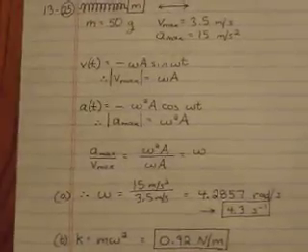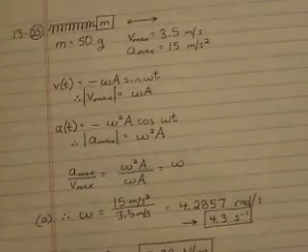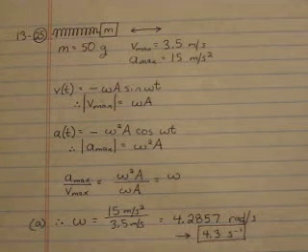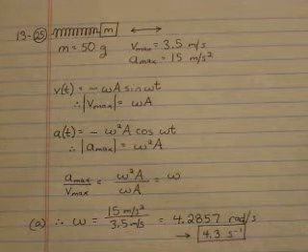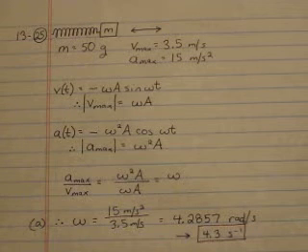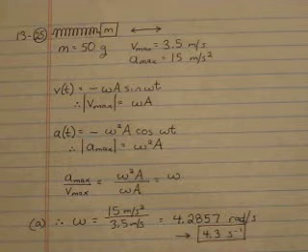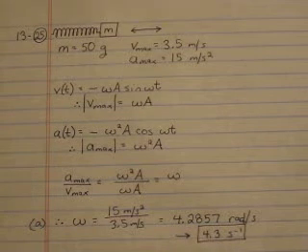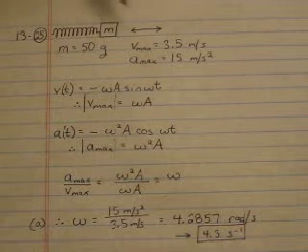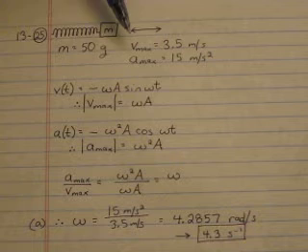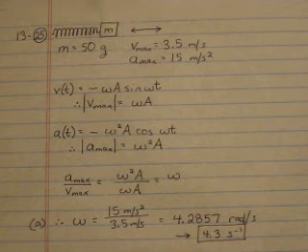Number 25. We have a spring and mass system that undergoes simple harmonic motion, gives its maximum acceleration and its maximum speed, and we determine various values. Okay, so here's the setup. It's going back and forth horizontally. There's the mass of 50 grams, maximum speed, maximum acceleration.